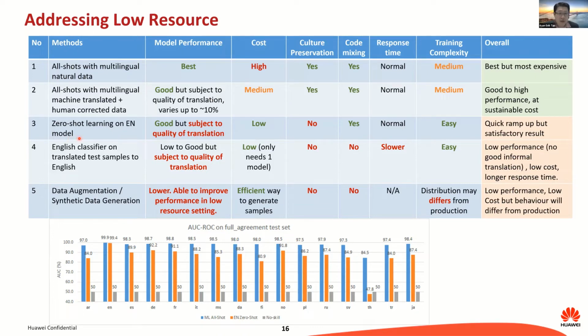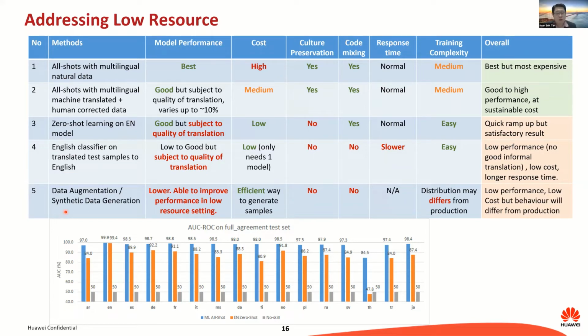Then moving to zero shot, this is good in general. It can ramp up the result quickly and doesn't need translation in this particular case. Then there's also the English classifier, which is the best classifier because it has a lot of resource. Here we look at how we can translate the test samples to English. But this has a penalty in terms of cultural preservation and code mixing, and it is also slower from the system performance perspective, because any sample will require translation.